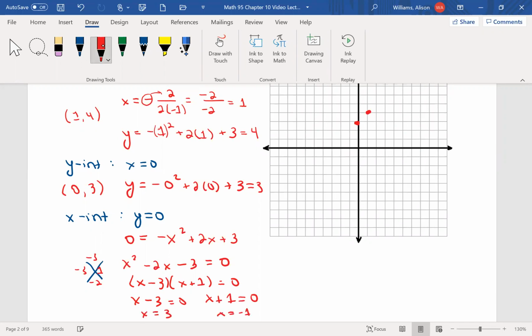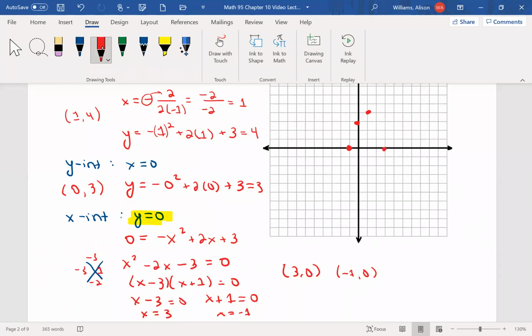So that gives me 2 ordered pairs. It gives me the ordered pair 3, 0 because I plugged in 0 for Y. That was the first thing I did. And then the other ordered pair is -1, 0. So I'm going to plot that. Okay, so -1, 0 is here.